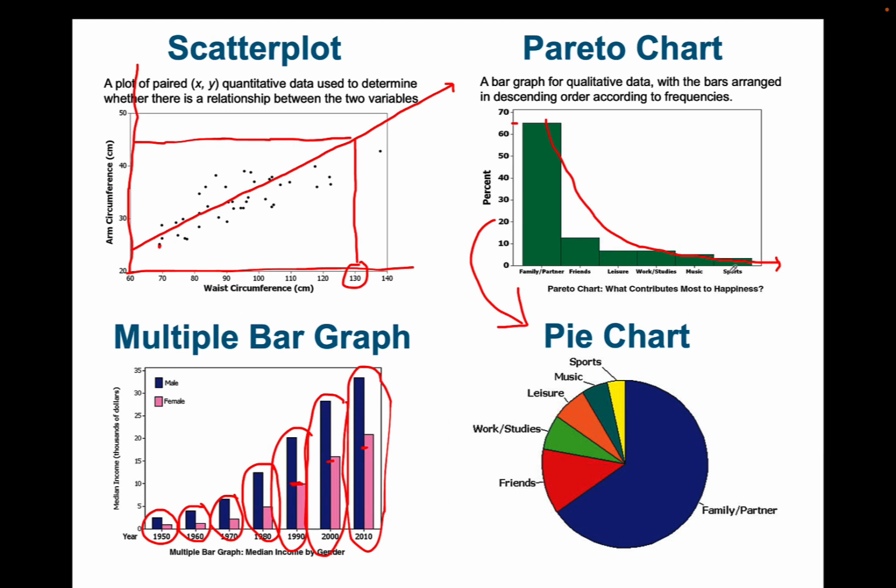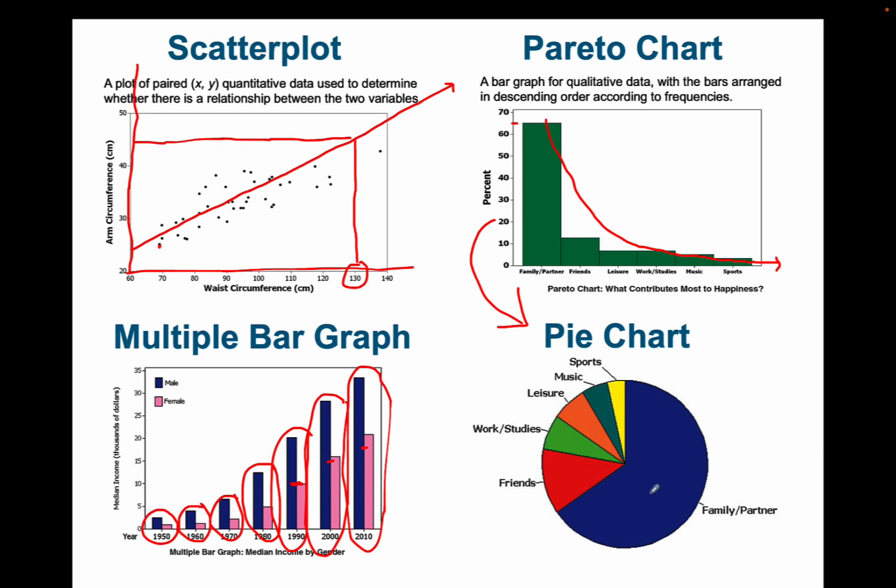And instead of heights, we've got the arc length here. So this is the smallest wedge. This area is the smallest, so the least amount of people said sports. Then more for music, more for leisure, more for work studies, more for friends, and then the most we can see here for family partner. Both were good visual tools to show that family/partner had more than half of the people identify that category as what contributes most to happiness.